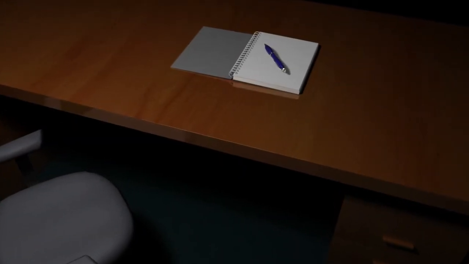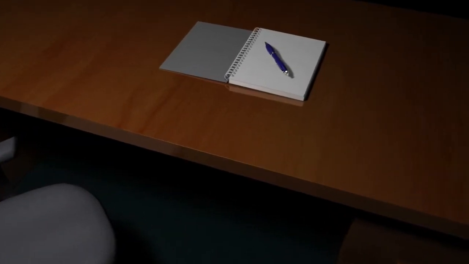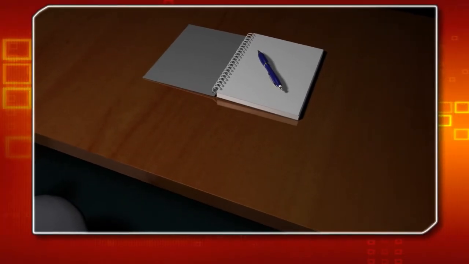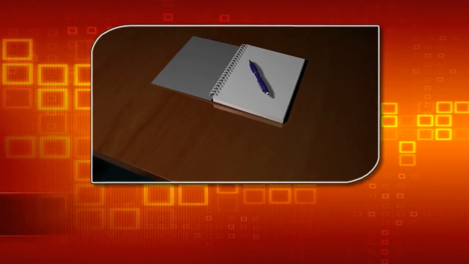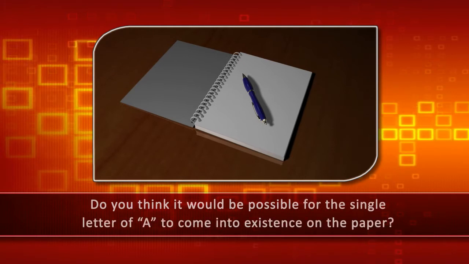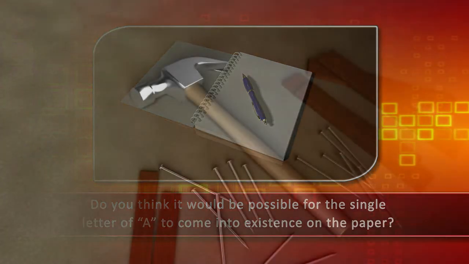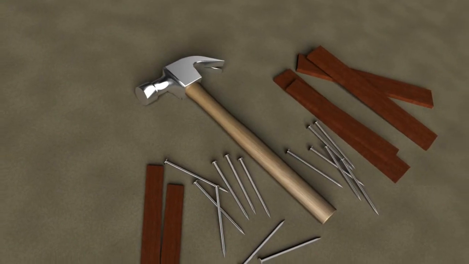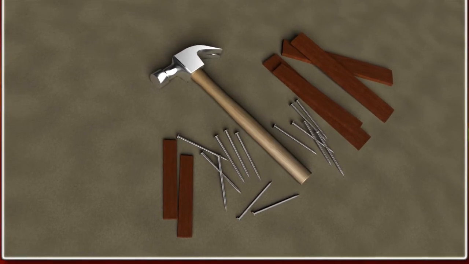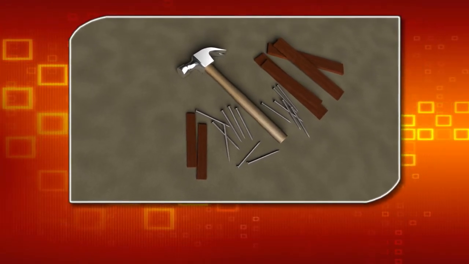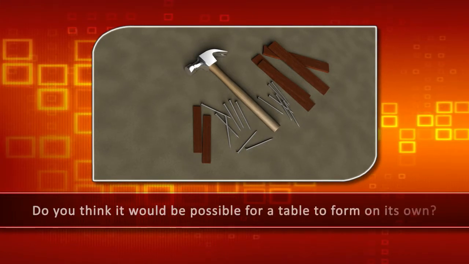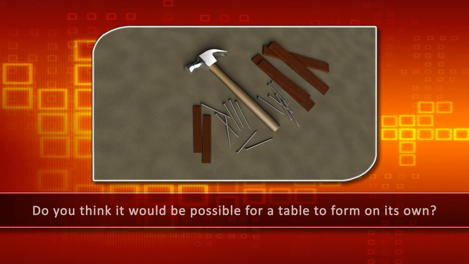If we put a pencil and some paper into a room and let them remain in the same place for 1,000 years, do you think it would be possible for the single letter of A to come into existence on the paper? Or if we put a piece of wood, some nails, and a hammer, and again let them remain there for 1,000 years, do you think it would be possible for a table to form on its own in that 1,000 years?